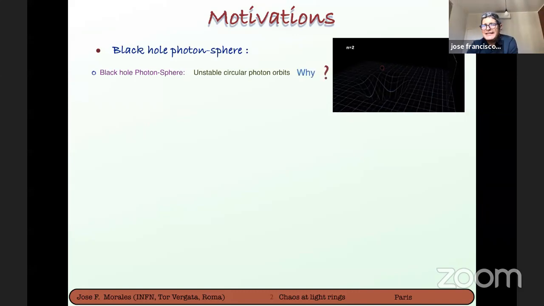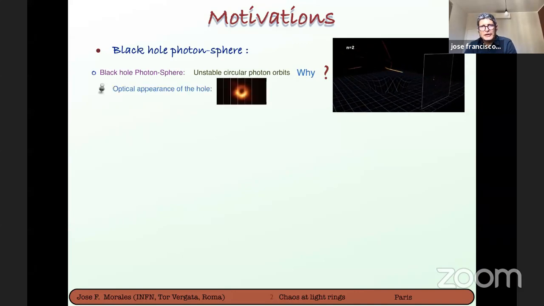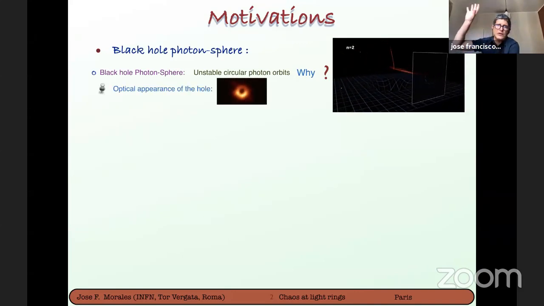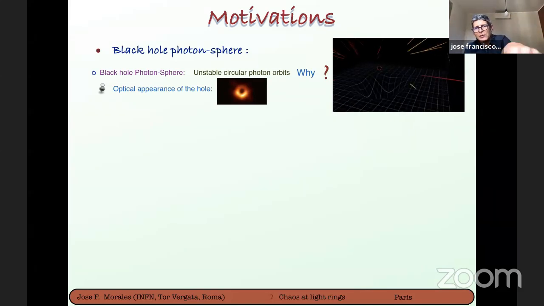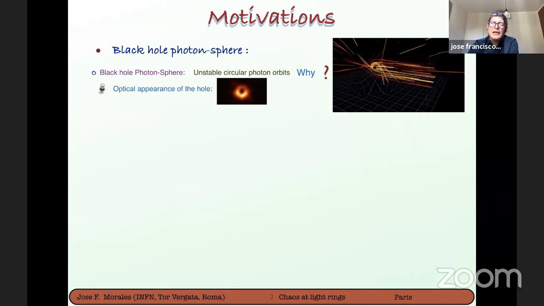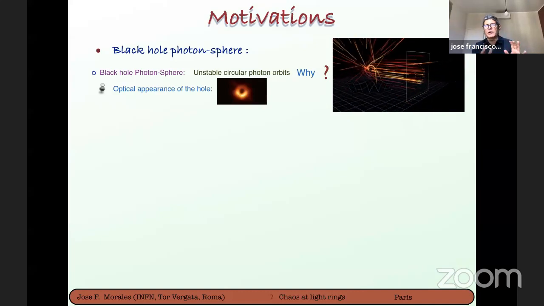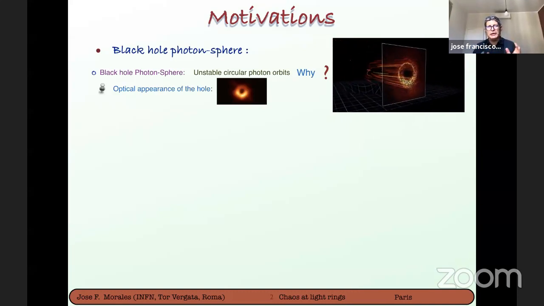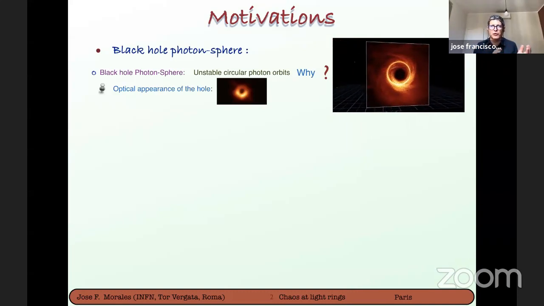Now, why is it interesting to study this region? Okay, there are several reasons. The first is obvious. It's the first thing that we see when we look at the picture of a black hole, this light ring we see around the hole. And in this talk, I will indistinguishably use the words light ring and photosphere to mean the same thing.